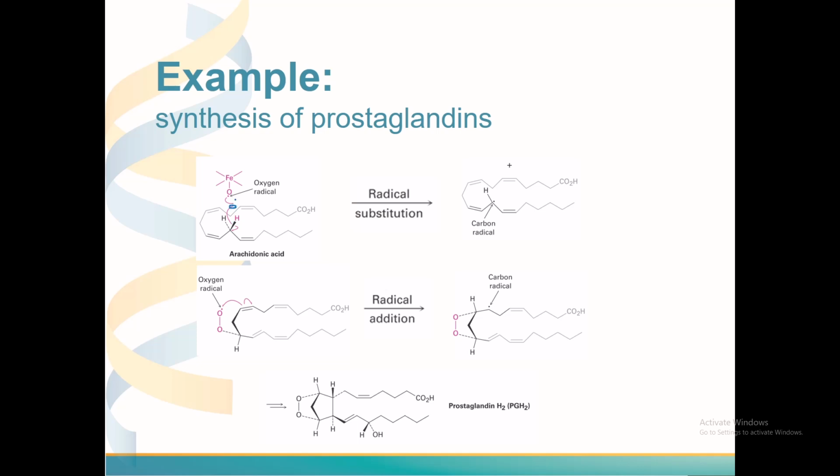See, there's only one arrow, a half arrowhead here, also a half arrowhead from the oxygen, and the other electron goes to this bond. So there will be a radical substitution where you have a carbon radical in this arachidonic acid. Now the oxygen has a full species, so it is ignored now.